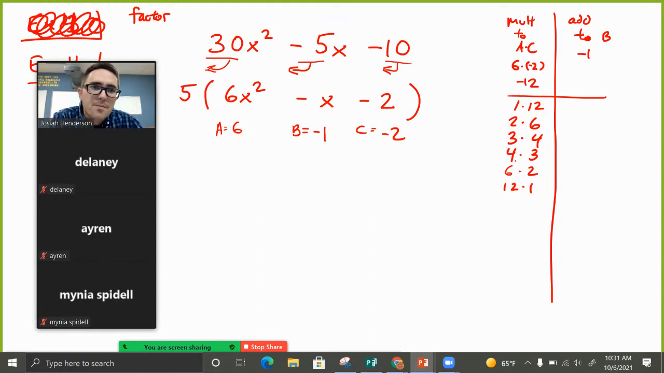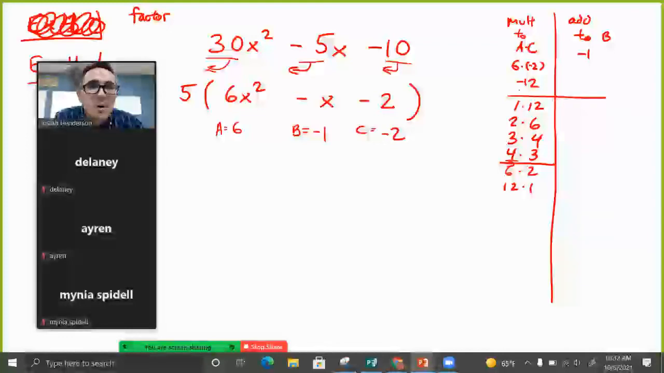Like, for instance, 5. I didn't put that in my list here. 5 doesn't work. 12 divided by 5 is 2.4. So we don't even bother with that. I'm going to cross that out. We just want the whole numbers. And then from here, we're checking to see which mix of these numbers, if one of them is negative, gives me a -1 when we add them.